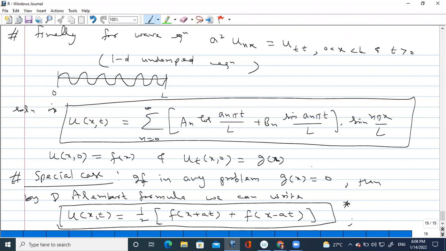And here f, I already told you, f(x) is the initial displacement, u(x,0). So this was the f(x). Note down this.